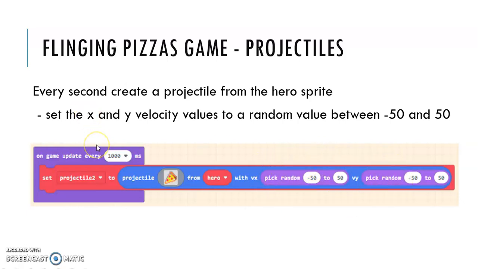So this is what we're going to do. So once every second, we're going to have a pizza being flung from the hero, and the velocity is going to be minus 50 to plus 50 on the X and minus 50 to plus 50 on the Y. So it's going to be going in lots of different directions. So sometimes it'll be thrown up, sometimes it'll be thrown down, and that's going to give us a randomness. So I'm just going to go and create that projectile now.